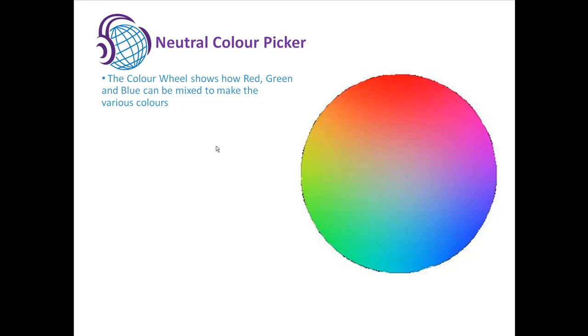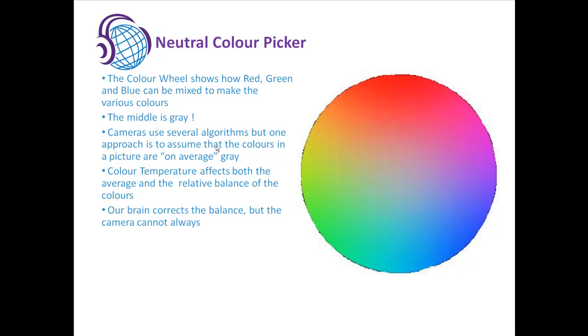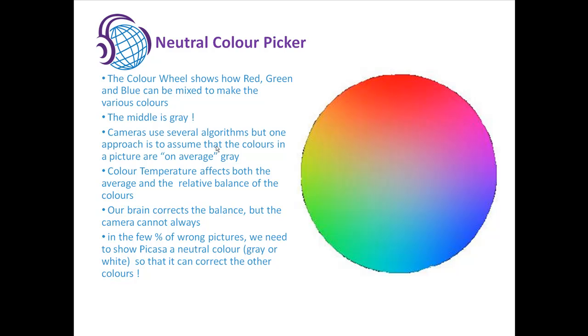The colour wheel shows how red, green and blue can be mixed to make the various colours. Now if you look in the middle, it's commonly believed that it's going to be white, but actually the middle is grey. So the common algorithms used by cameras generally assume that the colours in the picture are on average grey, but that isn't necessarily true. If you've got a very bluey light or a very orangey candle light, then the colours aren't on average grey. And this will lead to a mismatch between the colour temperature and the colour balance that we saw on the previous slide. And so while our brain can fix it, cameras don't and can't. And so in a few percent of the pictures, the camera will give us a badly balanced colour.